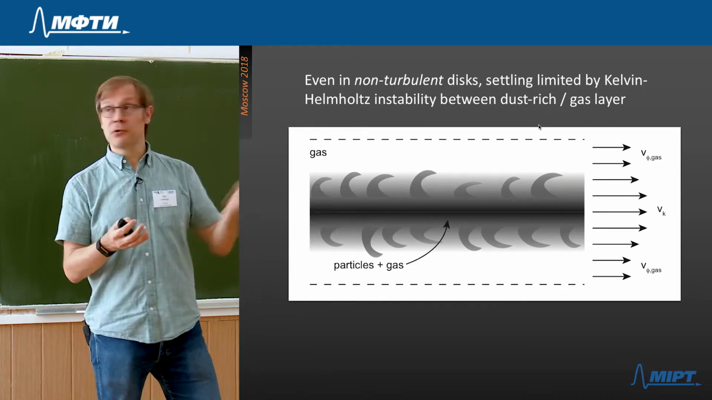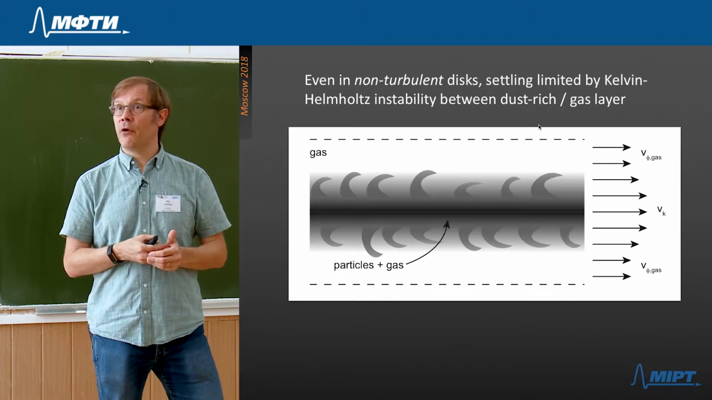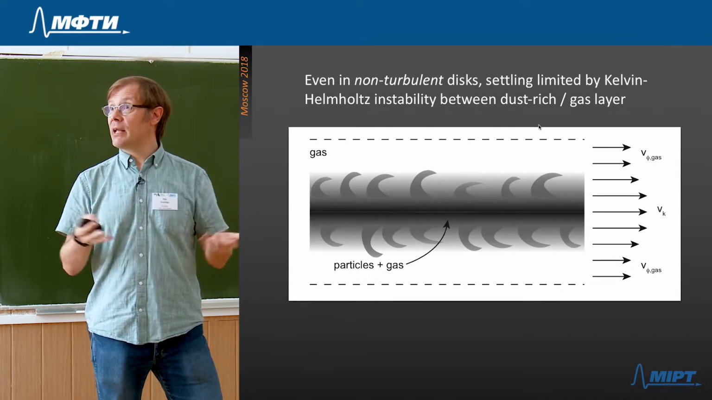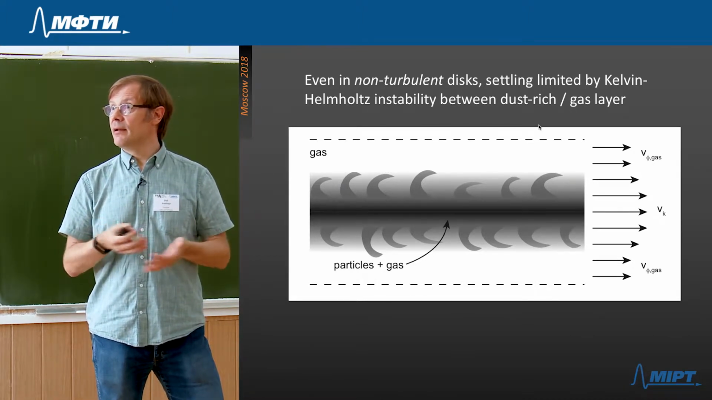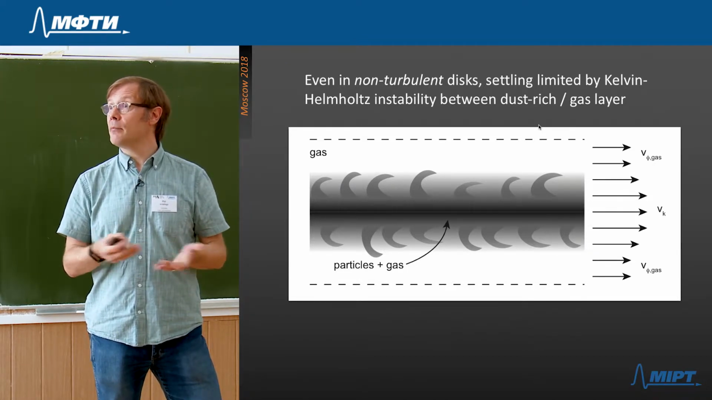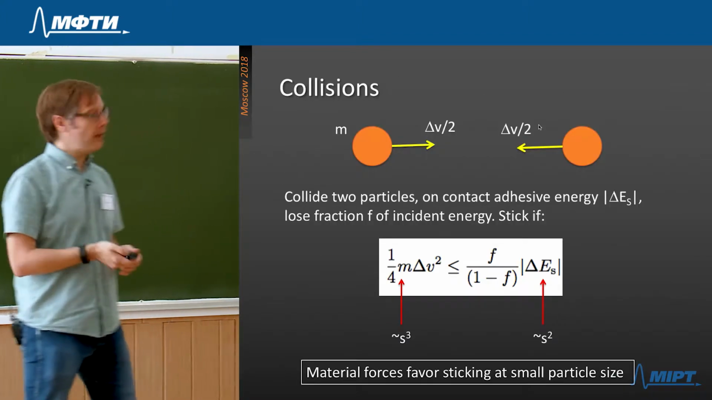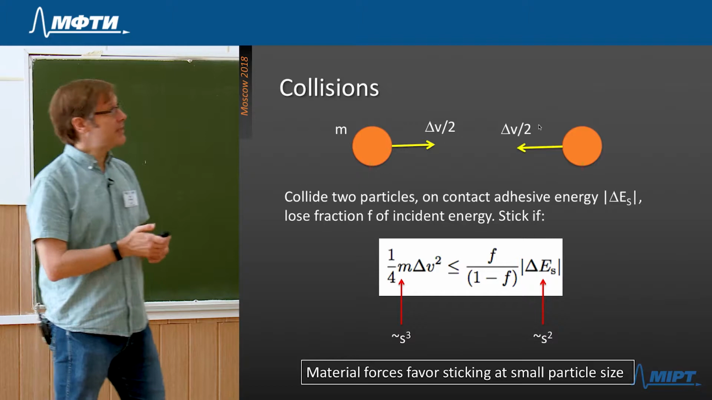Okay? And here we're not talking about the MRI or complicated things to do with non-ideal MHD. We're just thinking about Kelvin-Helmholtz turbulence, and we think we really do have a pretty good idea of the conditions under which that process would take place. Okay, so that was what I wanted to say for the moment about settling.